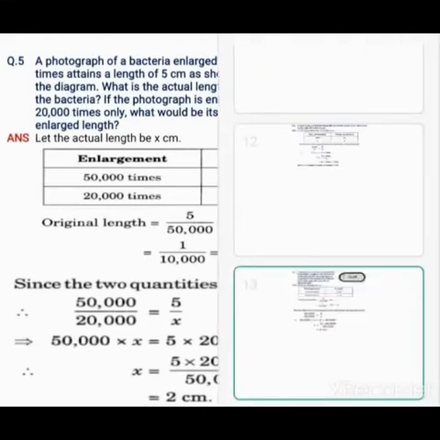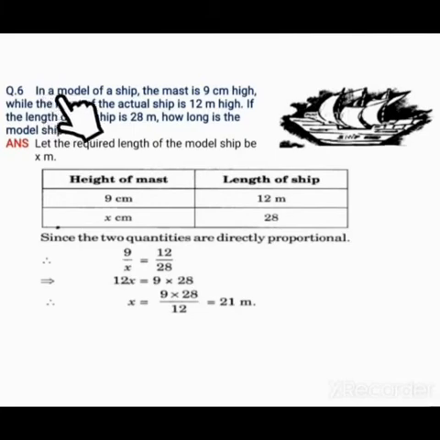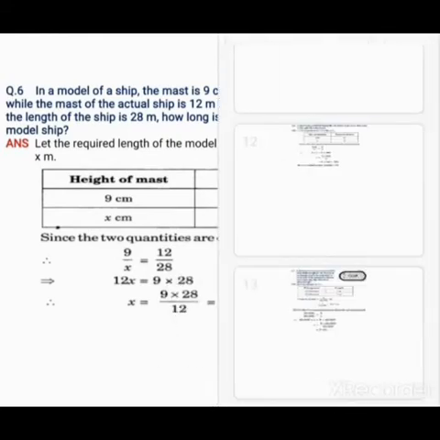Now come to the next one, sixth one. In a model of a ship, the mast is 9 centimeter high, while the mast of the actual ship is 12 meter high. If the length of the ship is 28 meter, how long is the model ship? Draw the two columns, height of mast and length of ship. 9 centimeter, 12 meter. X centimeter, length of ship is 28 meter, cross multiplication. 9 by X equal to 12 by 28, so X equal to 21 centimeter.